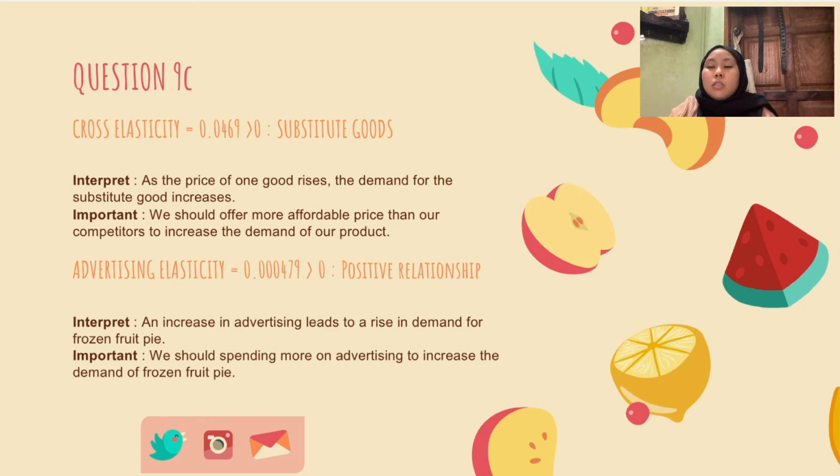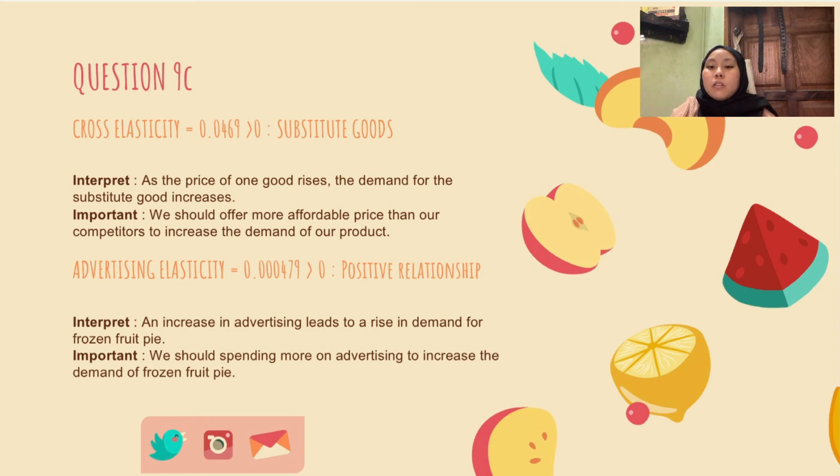Third, cross elasticity. In the previous question, we already calculated the cross elasticity, which is 0.469, and this value is more than 0. It means it is a substitute good. What can we interpret from this value? As the price of one good rises, the demand for the substitute good increases. Based on this interpretation, we should offer a more affordable price than our competitors to increase the demand for our product.